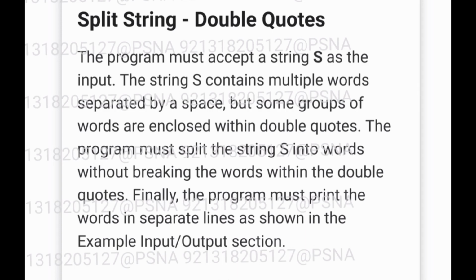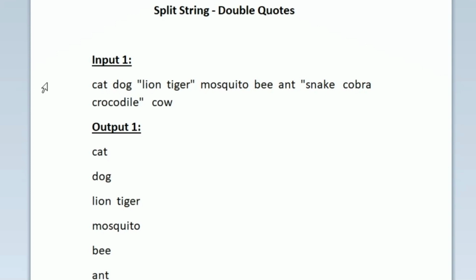This is the question asked in today's SkillRack daily challenge. We will be given a string which contains multiple words as input. This is the given sample input string. Here we have multiple words like cat, dog, and then lion, mosquito, bee, and so on. We have multiple words in the given input string. Our task is to print each and every word in a separate line.